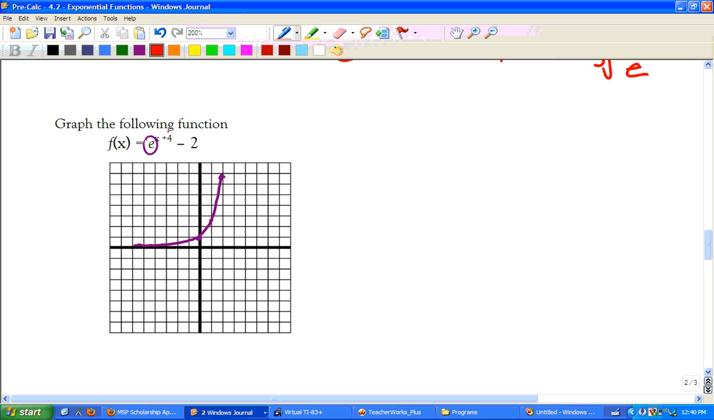But now we're going to perform our translations. We're going to go left 4, and down 2. Left 4: 1, 2, 3, 4. Down 2: 1, 2. Again, our asymptote comes with us, and our graph looks something like that.